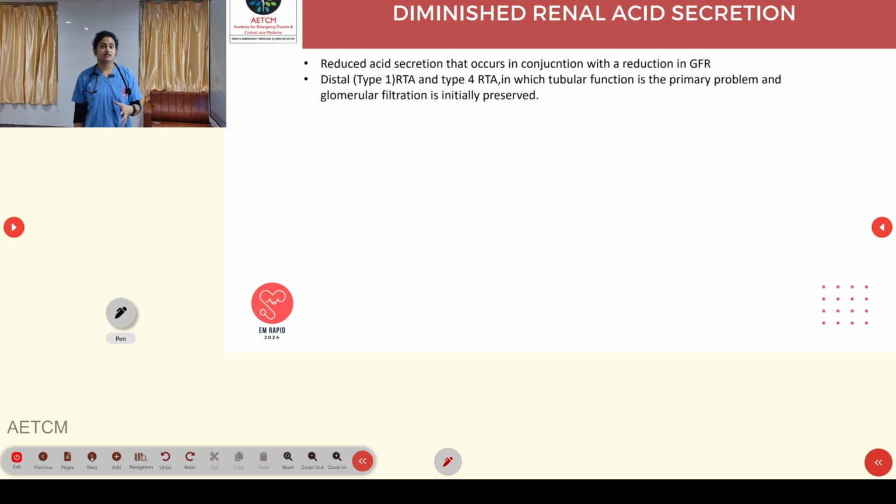Then diminished renal acid excretion. It is reduced excretion that occurs in conjunction with a reduction of GFR, that is mainly kidney impairment, and distal or type 1 renal tubular acidosis and type 4 renal tubular acidosis, in which tubular function is the primary problem and glomerular filtration is initially preserved.